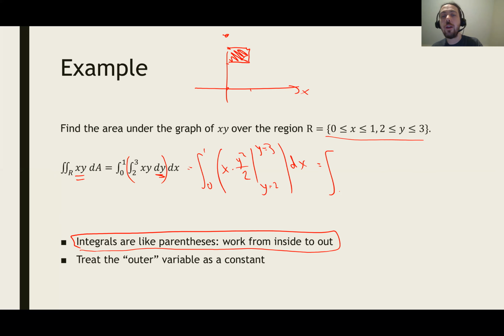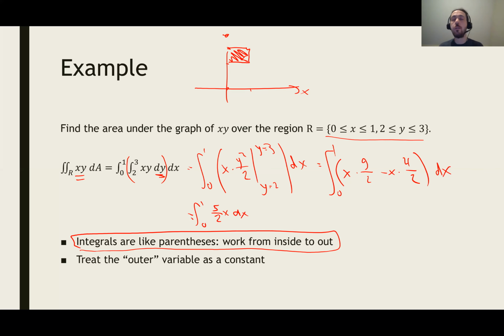And then that becomes the integral from 0 to 1 of this between y equals 2 and y equals 3. Well, that's going to be x times 9 over 2 minus x times 4 over 2, like so. And that's kind of it. We can simplify it a little. It becomes the integral from 0 to 1 of 5 over 2 x dx.